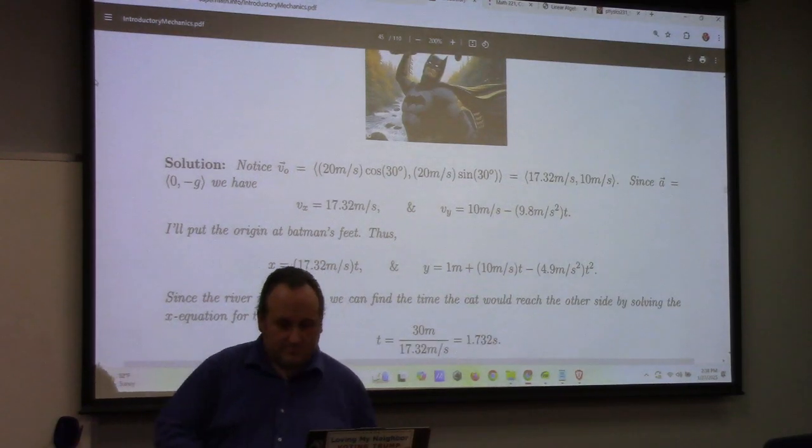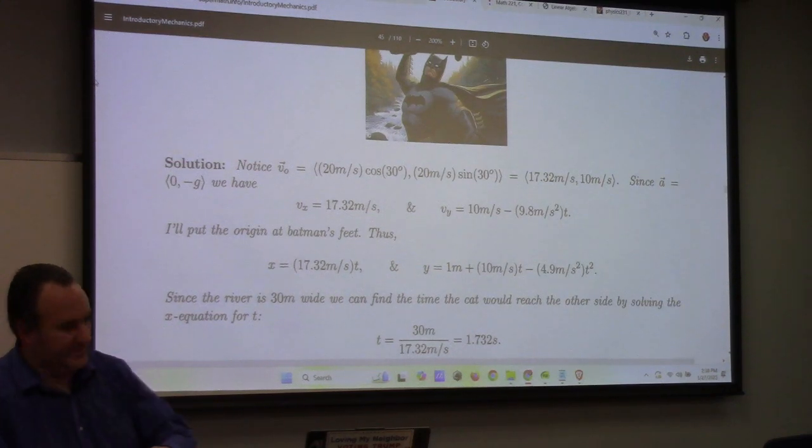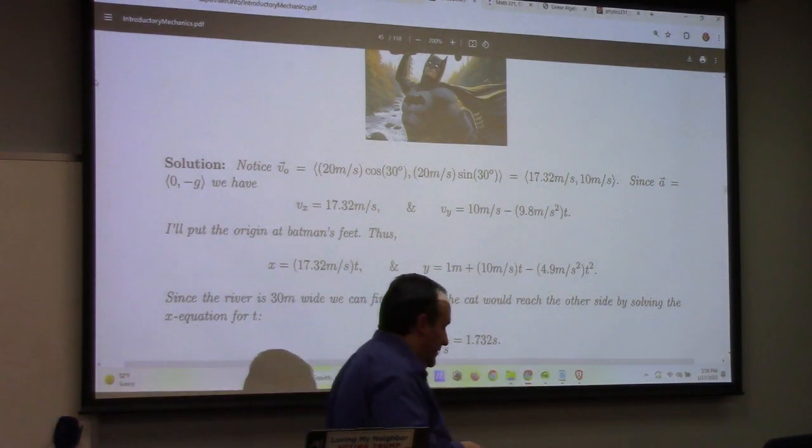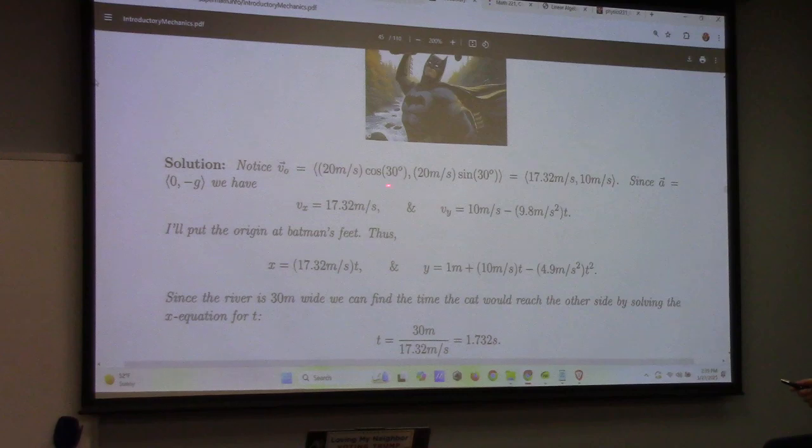So what do we do? Let me find my less bright laser pointer here. I'm told that he throws it at 20 meters per second and he throws it at 30 degrees, right? So I'm basically given the x velocity and the y velocity initially are 17.32 and 10 meters per second respectively after I multiply by cosine and sine of 30 degrees. So there's my initial x and y velocities. I also know my acceleration is 0 in x and minus g in y because we're assuming this is on Earth and gravity acts downward, right? So that gives me the x velocity is constant, 17.32.